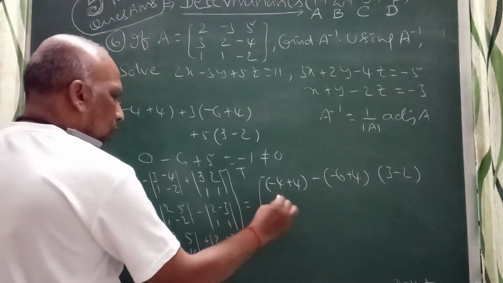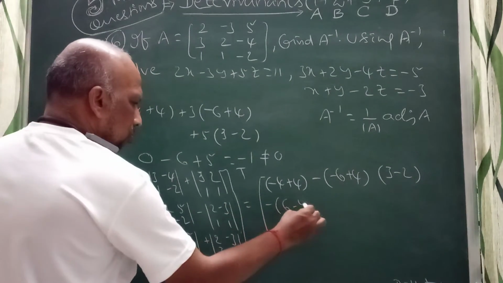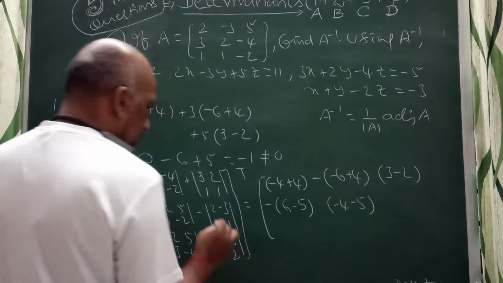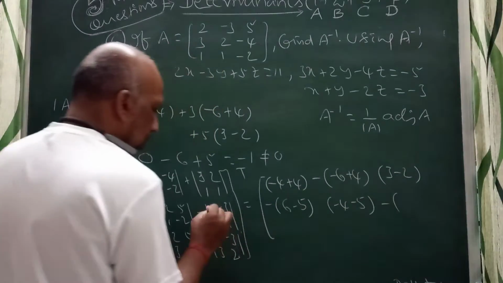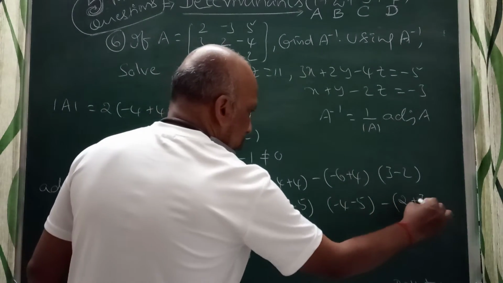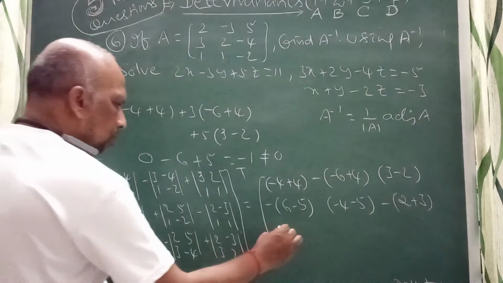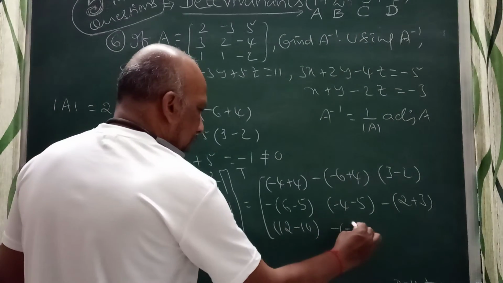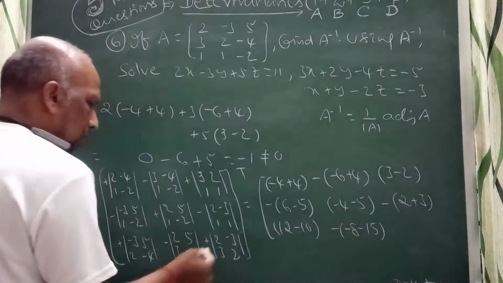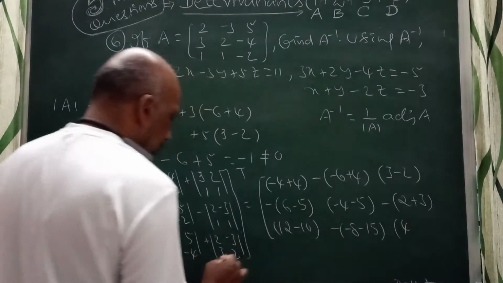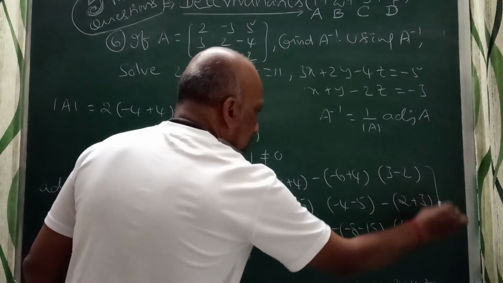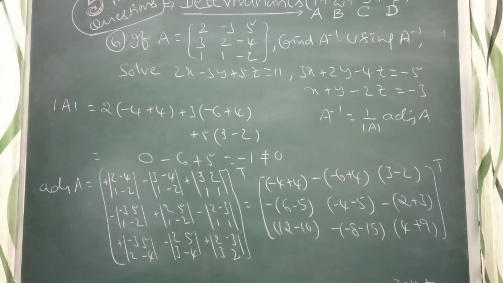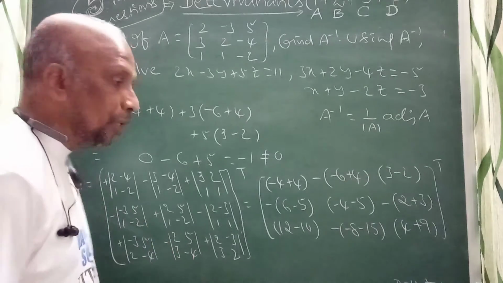Now this one minus of 6 minus 5, here minus 4 minus 5, the minus of this one 2 plus 3, this one 12 minus 10, minus of minus 8 minus 15, this is 4 plus 9. Transpose of this, correct? We will get the transpose of that. But det A is minus 1, not equal to 0, we know that.